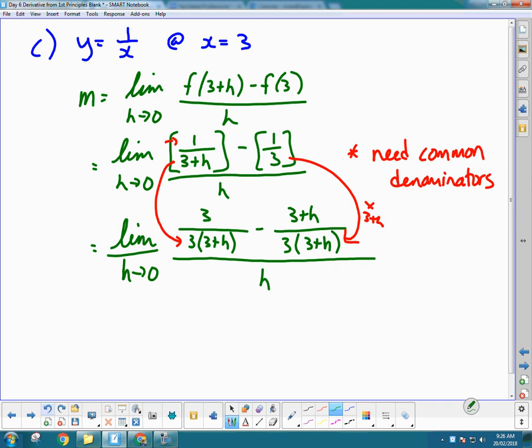Once I have a common denominator, I can keep the denominator and add the numerators. For some reason, I have a little division bar here. I got a little carried away. So ignore that.